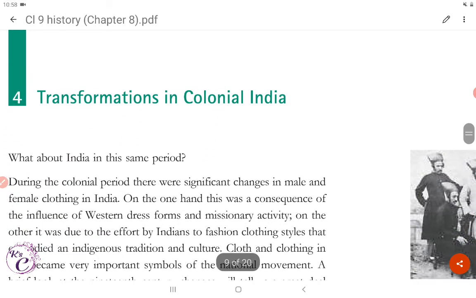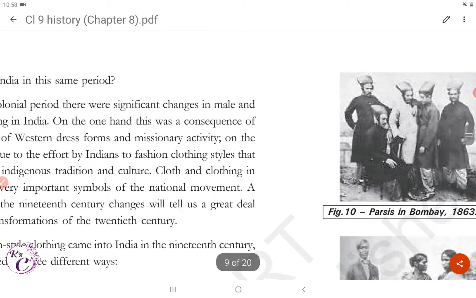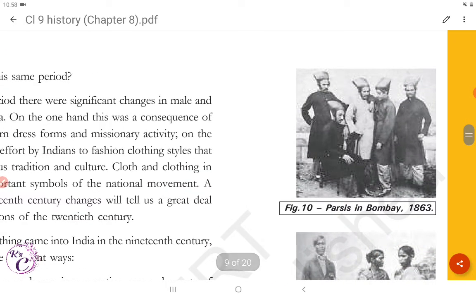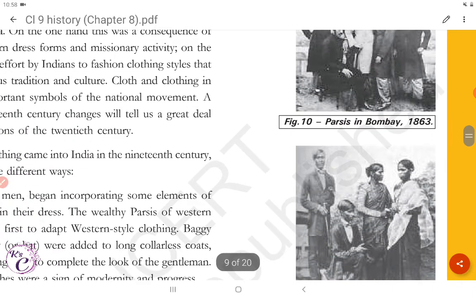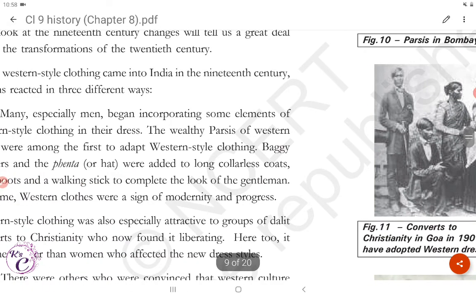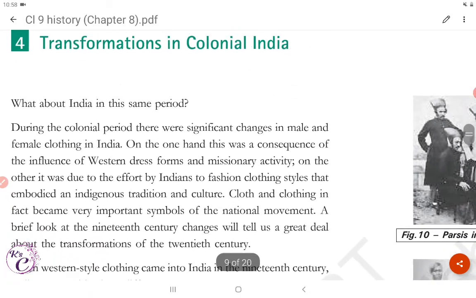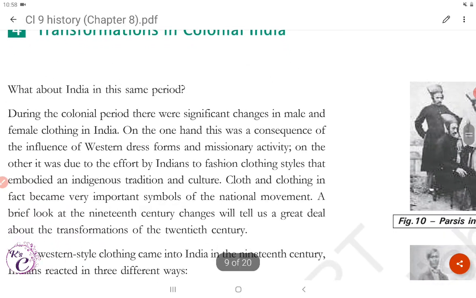Number 4. Transformations in colonial India. Here's figure 10, Parsis in Bombay, 1863. And in figure 11, converts to Christianity in Goa in 1907 who have adopted Western dress. So they are wearing Western dress. So, transformations in colonial India.